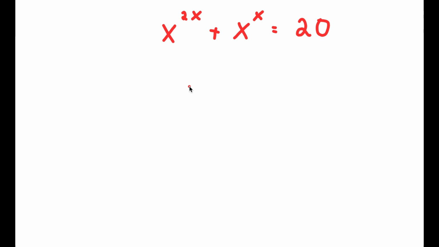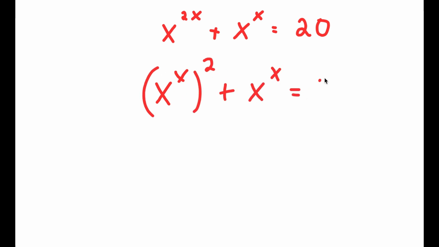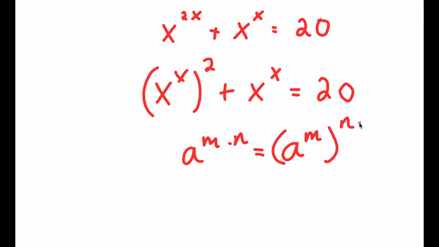Alright, so in this problem, x to the power of 2x plus x to the power of x is equal to 20. So to solve this, I'm going to first rewrite x to the power of 2x as x to the power of x, to the power of 2. And I can do this because if I have something in the form a to the power of m times n, this is the same thing as a to the power of m, to the power of n.